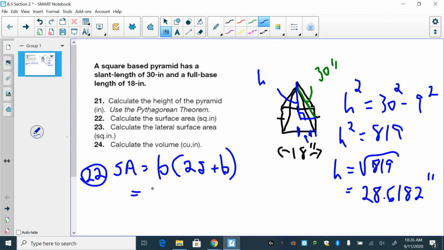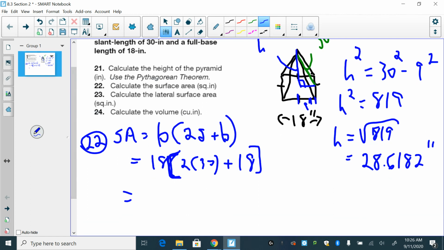So full base length is 18, bracket 2 multiplied with the slant length, which was 30, plus the full base length 18. And I'll do these other special brackets. Follow order of operations, so do the inside of the bracket first. I'm going to do 2 times 30, and then I'm going to add 18. So I get 78. So I'm going to do 18 multiplied with 78. Just punch that in my calculator. I get 1,404, and that's going to be in square inches.